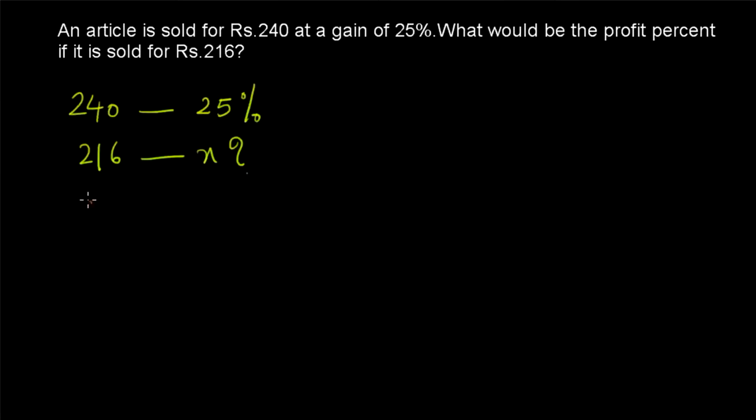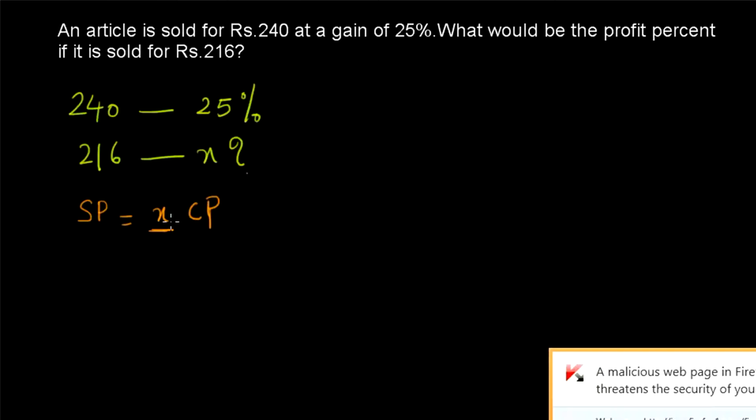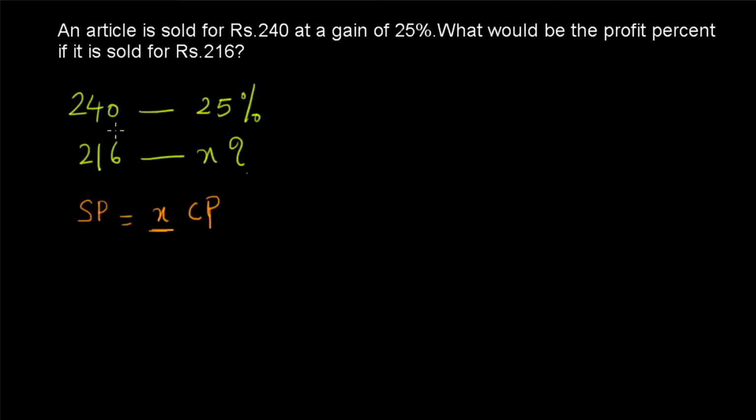We know there is a relationship between selling price and cost price. Selling price is equal to X into cost price. If you write it like this, from this X we can easily find out the gain percentage or loss percentage. Just refer to my previous video, my second video, on using this equation, SP is equal to X into CP. You can go back and see that video to be thorough with this formula.